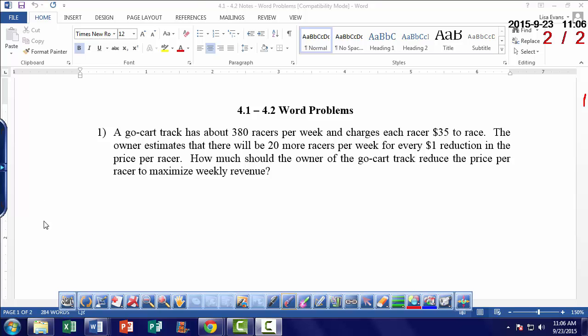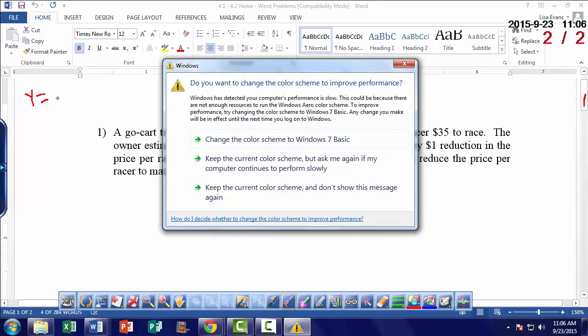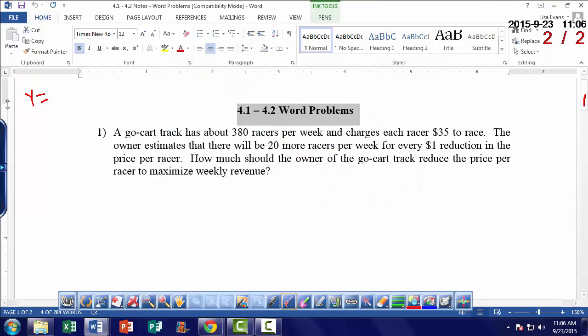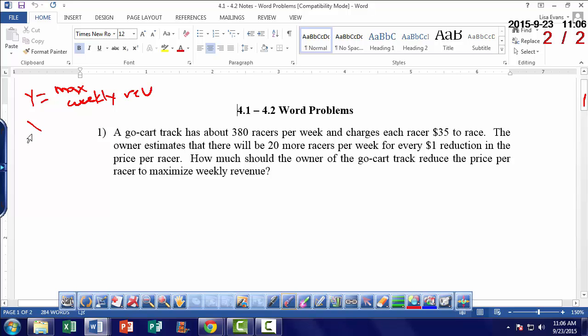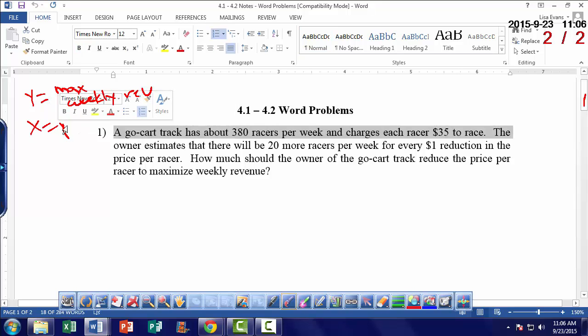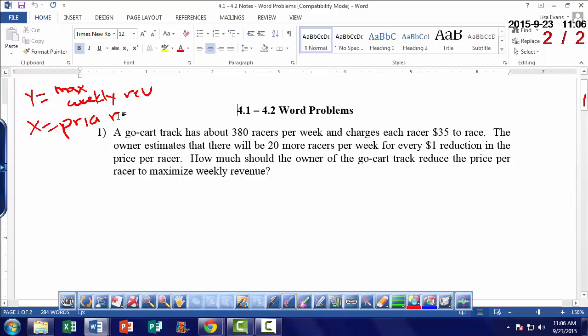I want you to think of this problem as our y is going to be our maximum weekly revenue, and our x is going to be our price reductions or increases, depending on the problem. Okay? When we do these problems, we're going to set it up so that we have our y equals our price times our items. So I want you to be thinking about this.